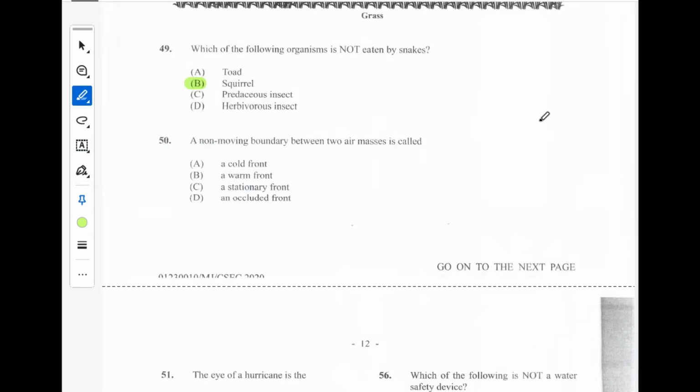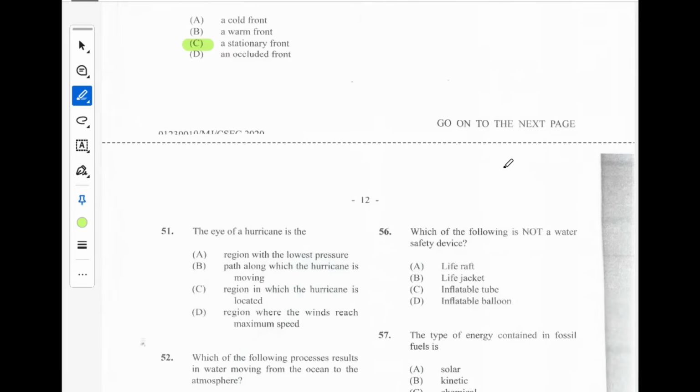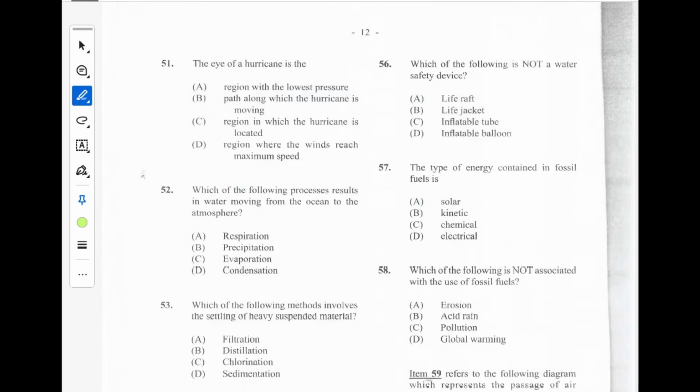Question 50. A non-moving boundary between two air masses is called a stationary front. The answer is in the question, right? And not moving. Question 51. The eye of a hurricane is the region with the lowest pressure. Yes, yes, yes, it is. Which of the following processes results in water moving from the ocean to the atmosphere? So it means water is moving from the liquid state to the gaseous state, and that would be evaporation.